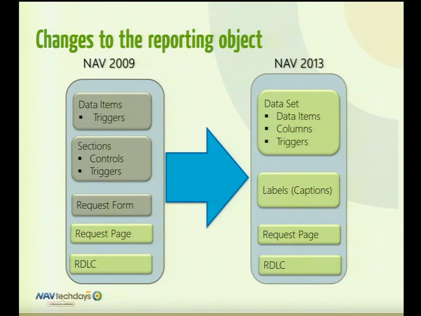So, what you see up here is what is contained inside a reporting object. And to the left we have 2009, where, as you all know, we have the data item triggers, and we have sections with controls and triggers, request form, and the two newcomers, which were the ones that the RDLC reports in 2009 were built on. So, in 2013, we took the three at the top out and made a data set instead.